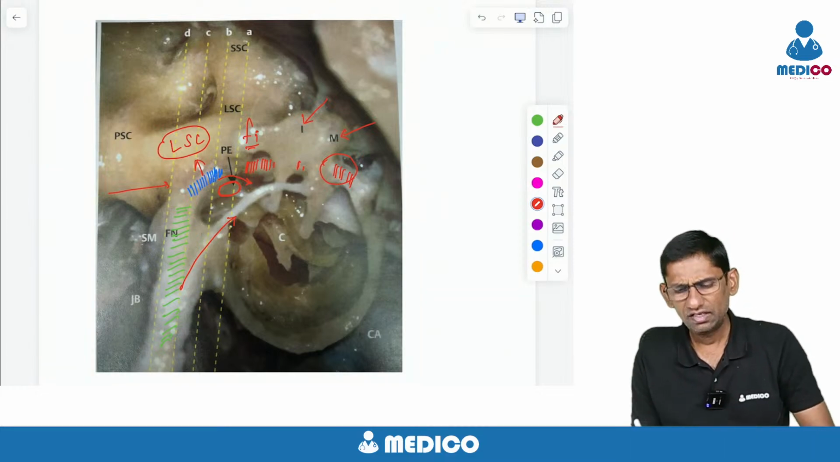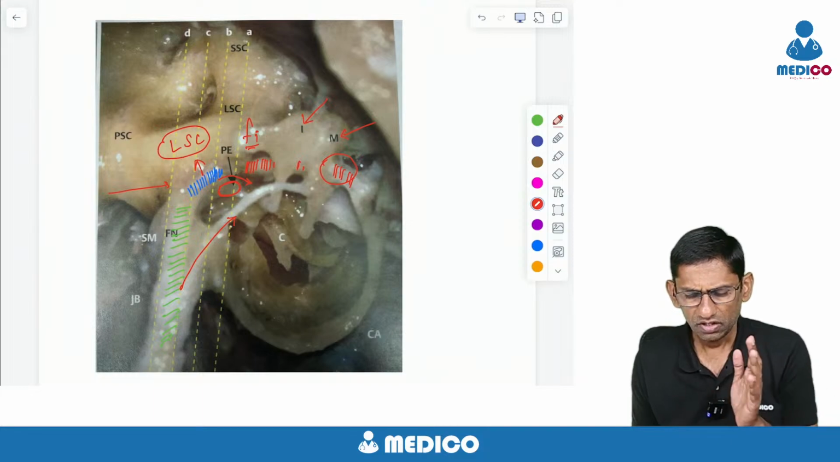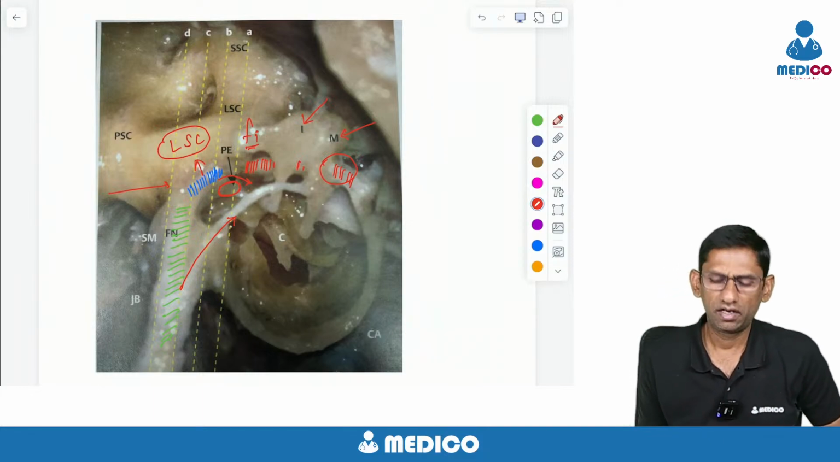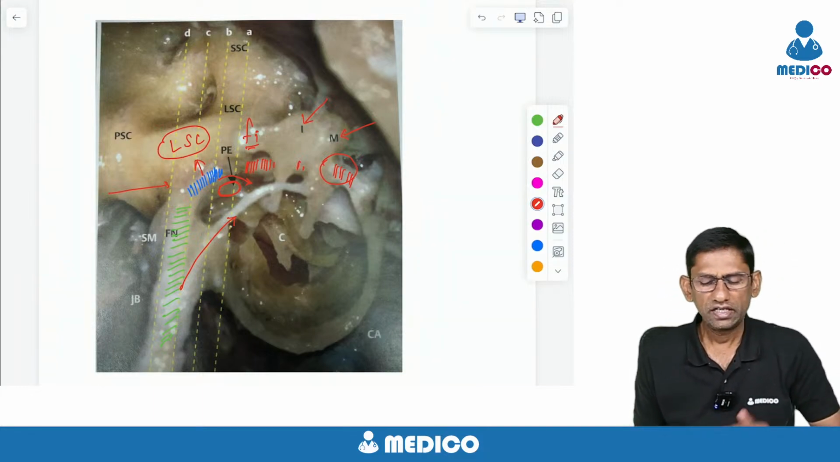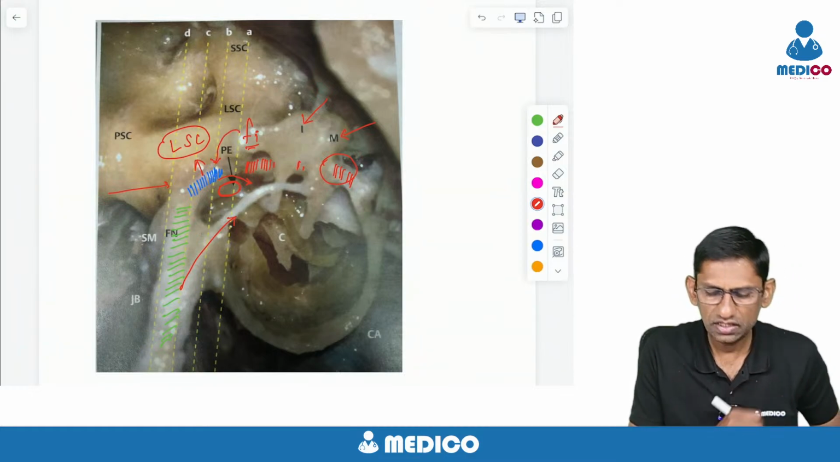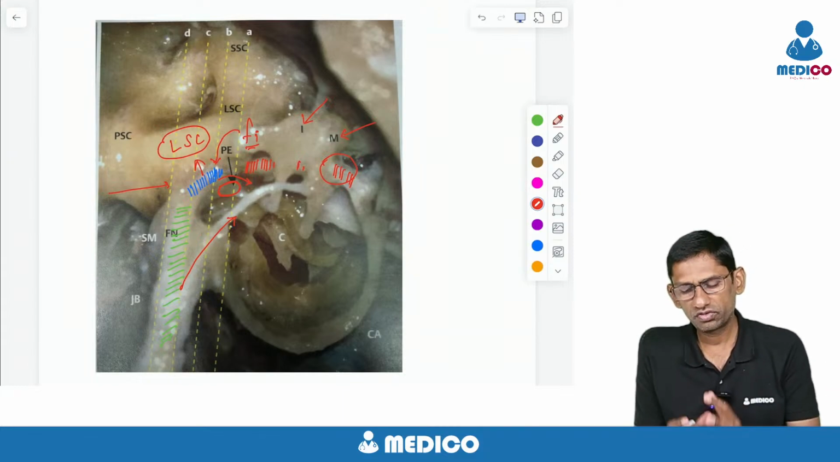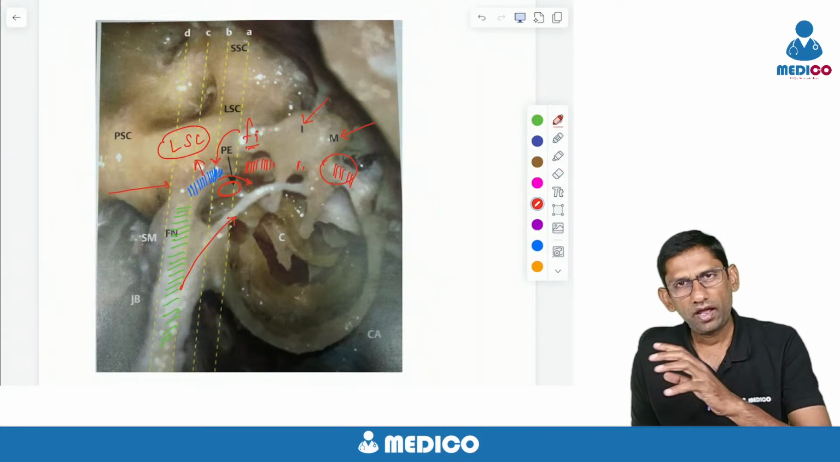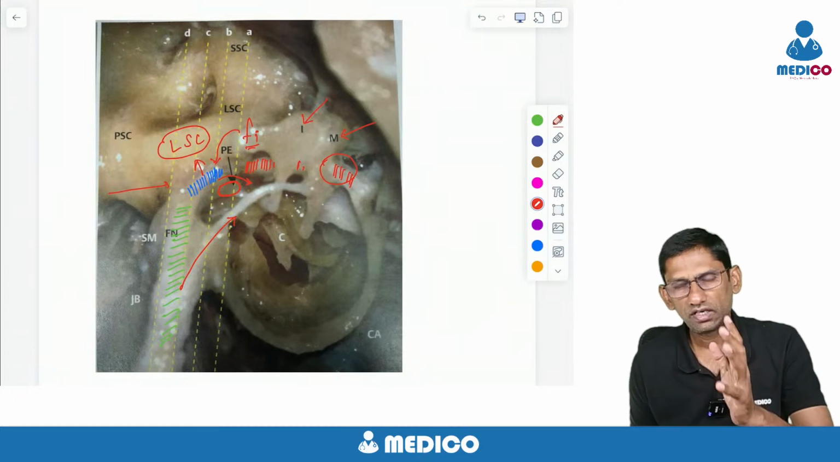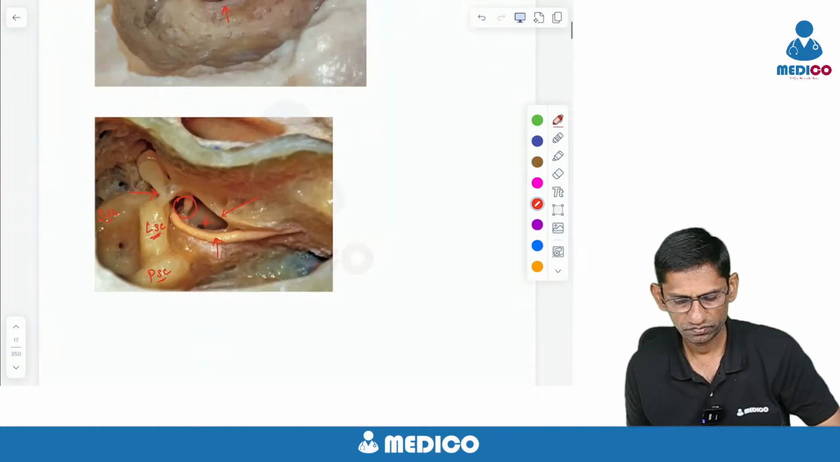I show this again, correlate this picture with the previous picture, don't worry. So this fossa incudis, the second genu is lying inferomedially. Compare with this, it is lying inferomedially to the fossa incudis. So these are all the structures around the second genu with which we can have a good landmark.